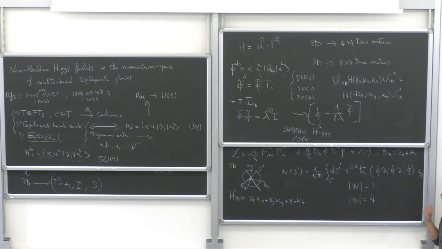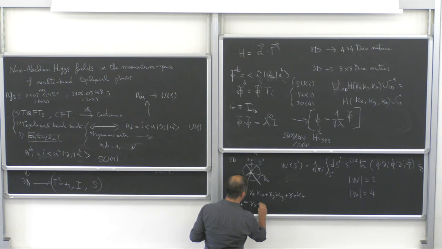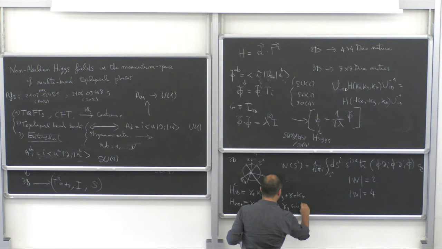What we can do for the 2D time-reversal invariant K that I told you before: if I pick up a BHZ model, I don't want to linearize now. I want to write down the full momentum space band. So I have, again, gamma x sine kx, putting it on a square lattice like the original BHZ model, gamma y sine ky.